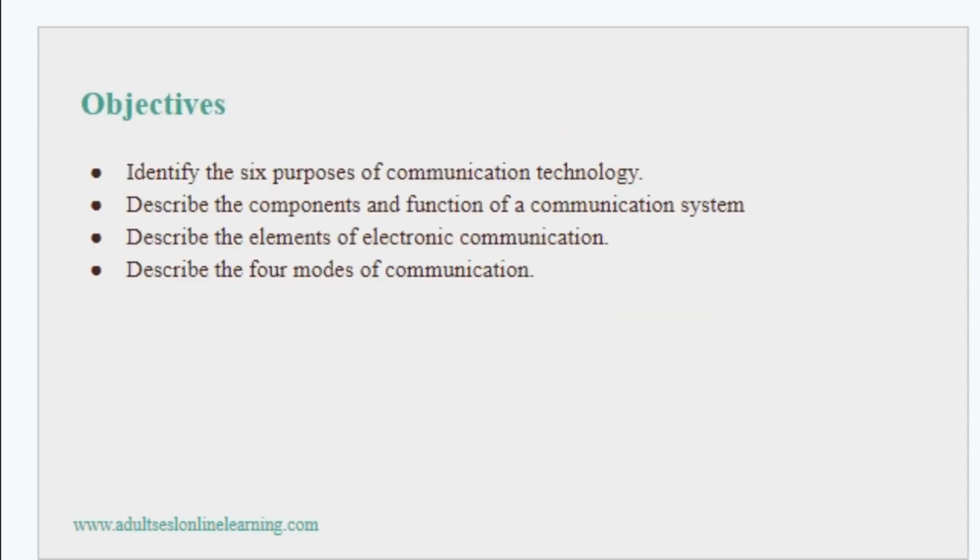Objectives. Identify the 6 purposes of communication technology. Describe the components and function of a communication system. Describe the elements of electronic communication. Describe the 4 modes of communication.